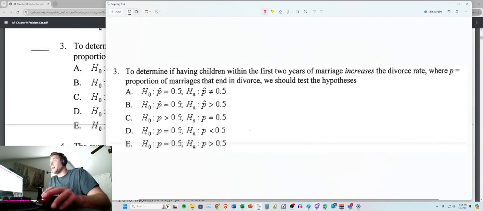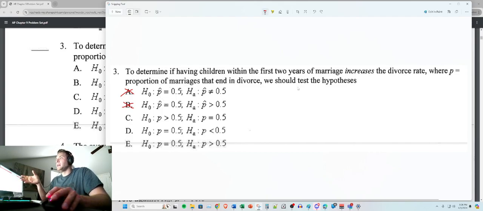Right off the bat, I would get rid of B and I would get rid of A because I can't have these. We can't have this expressed in terms of P hat. Now, I'm sure you're wondering where they are getting the 0.5 from. Well, it says the proportion of marriages that end in divorce, and a lot of us know that 50% of marriages end in divorce. So that's where they're getting the 0.5 from. So C, D, and E so far look fine.